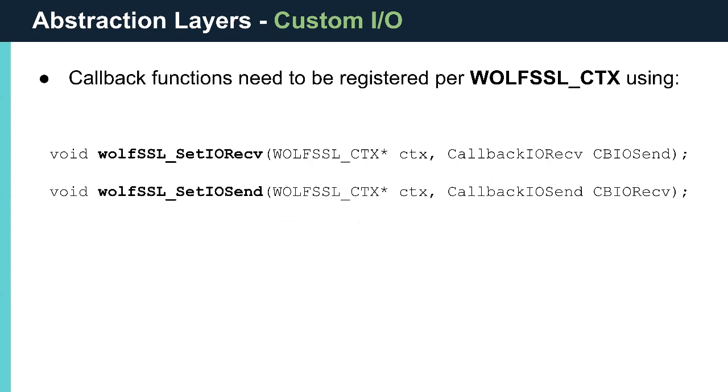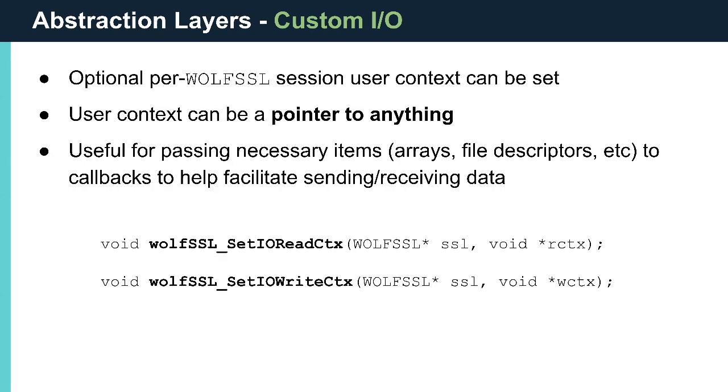The callback functions need to be registered in the wolfSSL context using one of these two functions, either wolfSSL_SetIORecv or wolfSSL_SetIOSend. There's an optional context per wolfSSL context that can be set. Essentially this is a void pointer that can be a pointer to anything that you want. If you call wolfSSL_SetIOReadCtx or WriteCtx and pass that pointer in, you're essentially just going to get that pointer back out again in your callbacks.